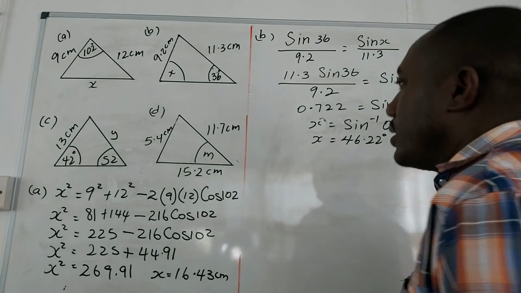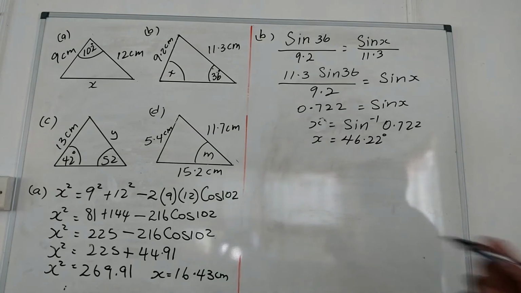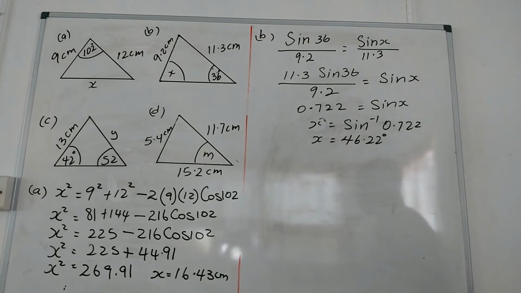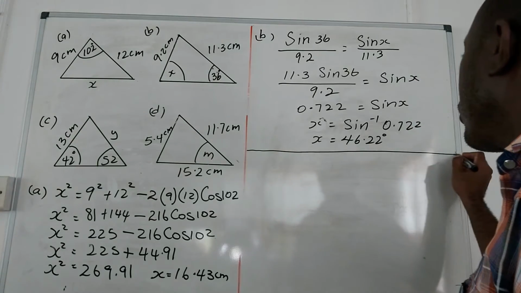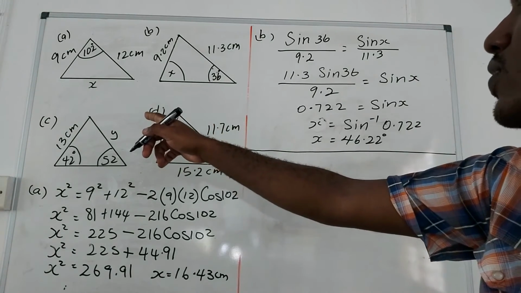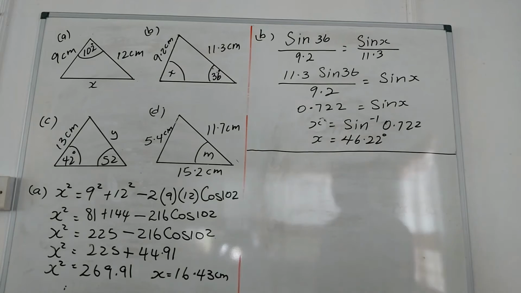So x is equal approximately to 46.22 degrees. Now what you could do is pause the video and try C, and then we will work it together. Pause the video, try letter C, and then we'll work it together.